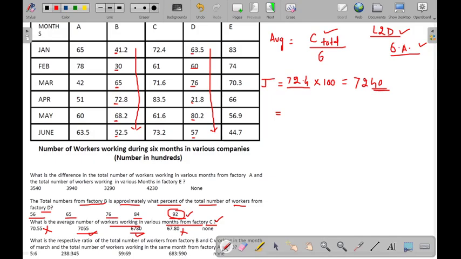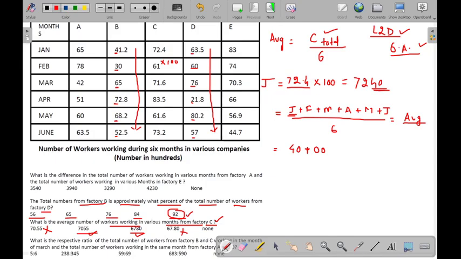What we are doing is Jan plus Feb plus March plus April plus May plus June upon 6. This will give us the answer. What we will do is we will take the last two digits of Jan. Last two digits of Jan is 40 plus last two digits of Feb. Let's multiply it by 100. This will be 6100. So the last two digits are 00.